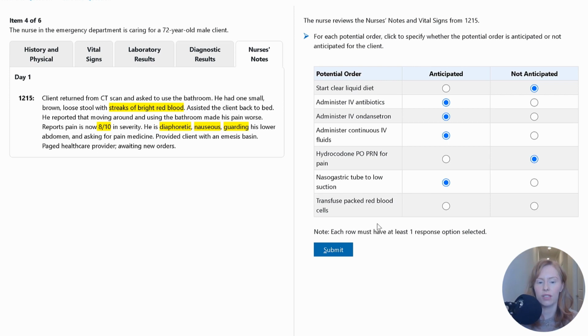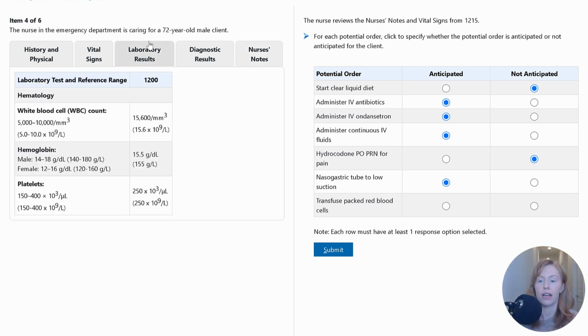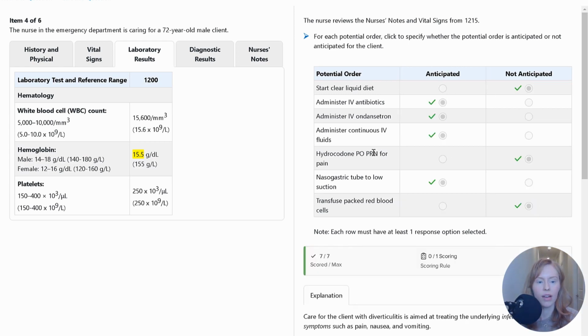And then transfusing packed red blood cells. This isn't something that we expected to do for just diverticulitis. If I'm not sure, I can review my lab data again where I have a normal hemoglobin level. He's not anemic. So although he has some blood in his stool, even if he's actively bleeding, you don't give blood just kind of randomly. You give blood when it's really indicated, when their hemoglobin is low, when they're anemic. So this is not anticipated. And we answered this correctly.